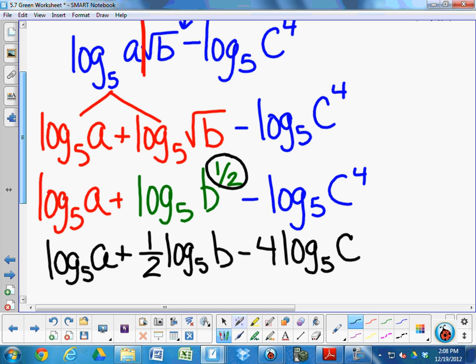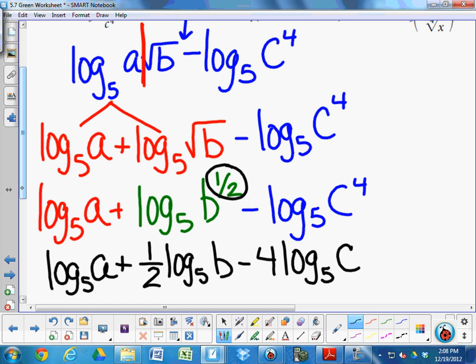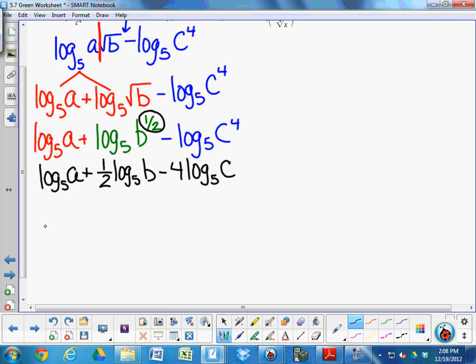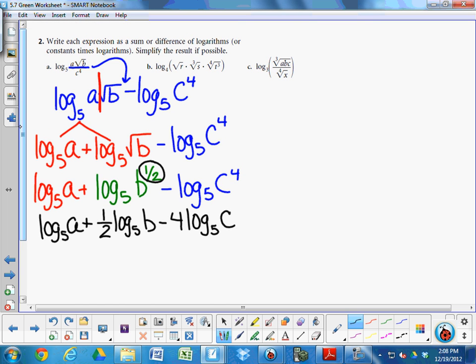The instruction said, let me just zoom out so we can read them again. The direction said, write each expression as a sum or difference of logarithms, or constants times logarithms. Those are constants times logarithms. That's a fun problem. I hope you enjoyed it.